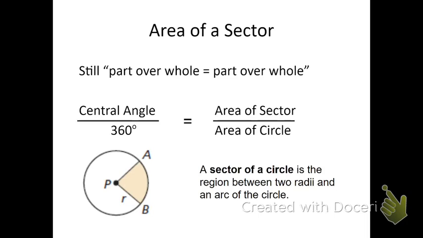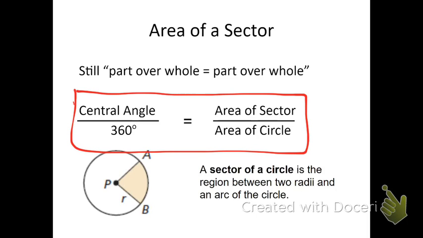So when we find the area of a sector, we're just going to set up a proportion like here. We'll put the central angle over 360 and set it equal to the area of the sector over the area of the circle. And we'll always know two of those three things and we'll have to look for the third thing.